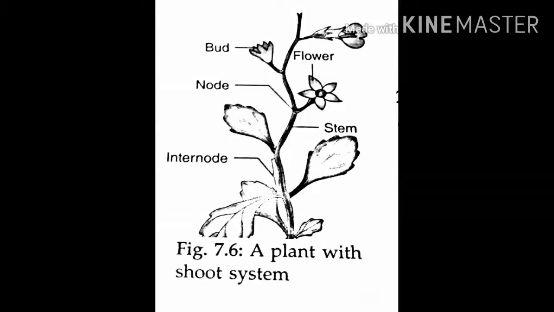First one, it supports the plant to keep it upright. Next one, to transport water, minerals and food to all the parts of the plant, and then to bear leaves, flowers and fruits. These are all functions of the stem.